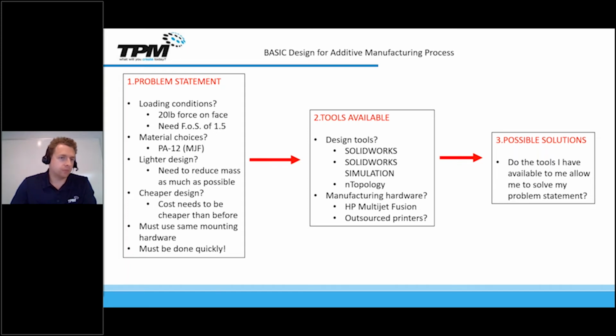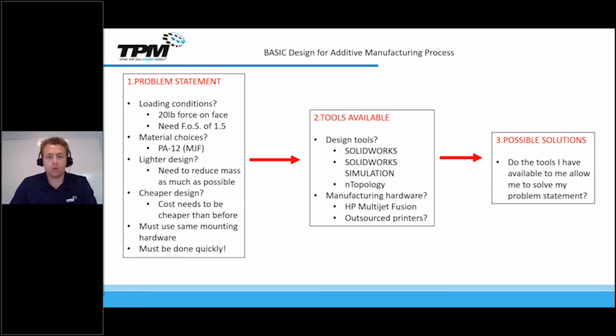So starting with the problem statement, we've determined that the loading conditions are approximately 20 pounds of force on the front face of the component. Our end point for the needed factor of safety is about 1.5. We've determined this simply because the loading will never exceed 1.5 of the yield strength. Our material choice for this project is still PA12, which is one of the primary materials for the multi-jet fusion printing technology by HP. We need a lighter design.